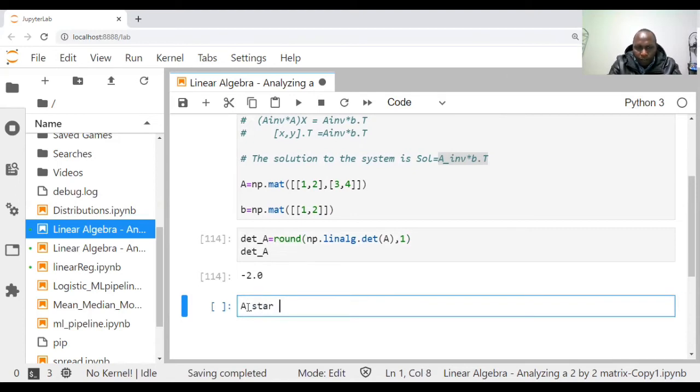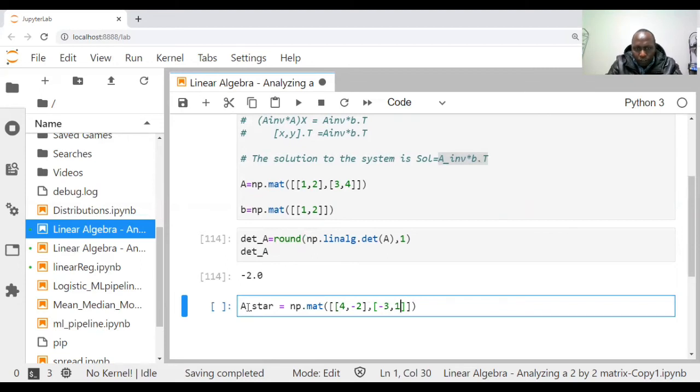And we say the A star matrix is found by switching the elements on the leading diagonal. So we should have 4, 1. So we're switching the elements of matrix A on the leading diagonal and then negating the elements on the other diagonal. So this should be 4, 2. And the other one is -3, 1.